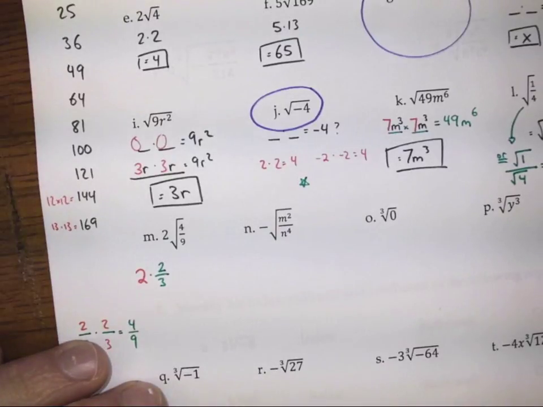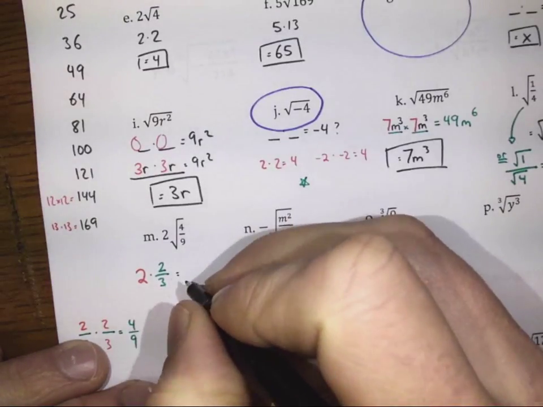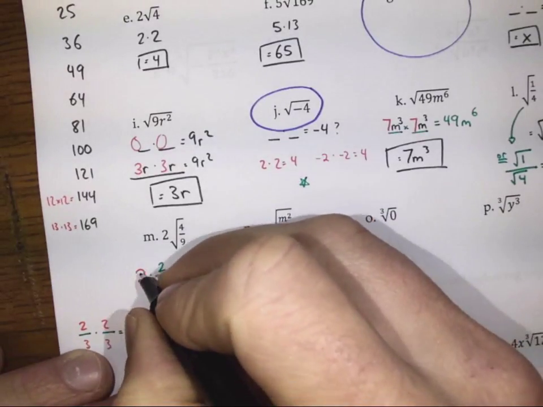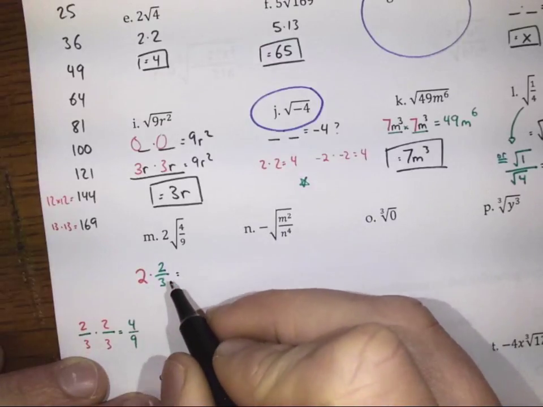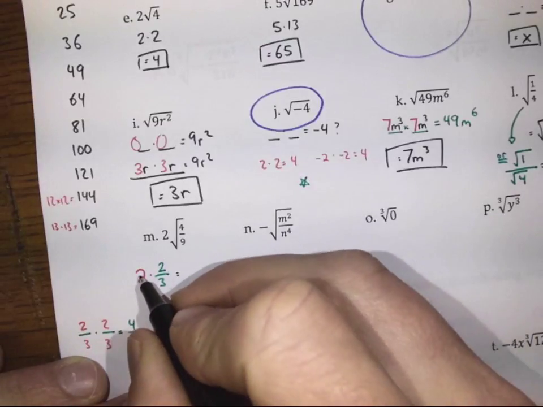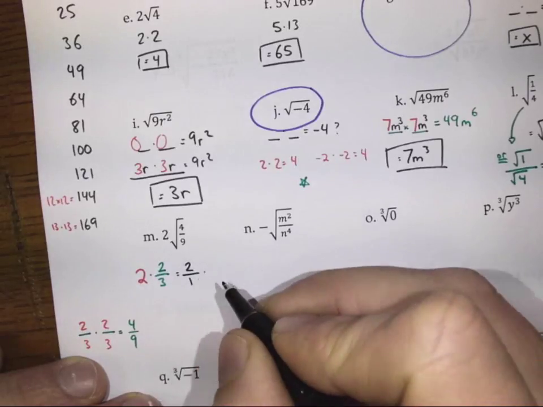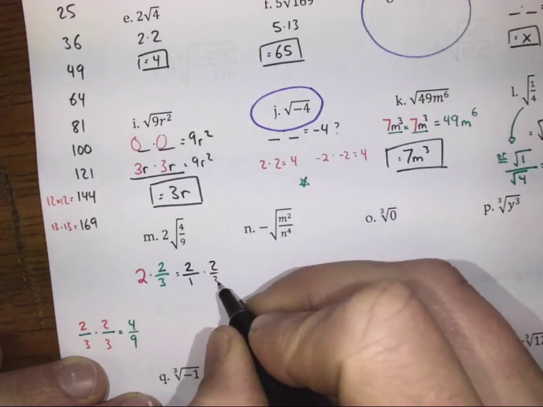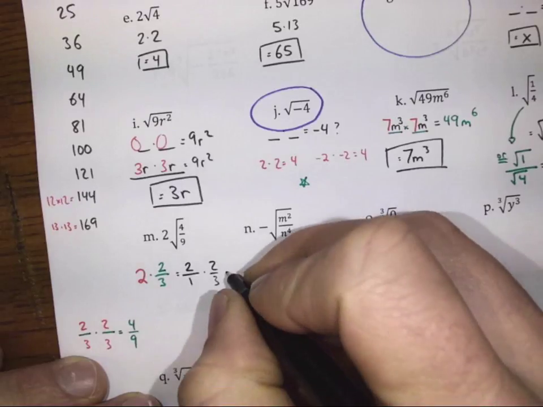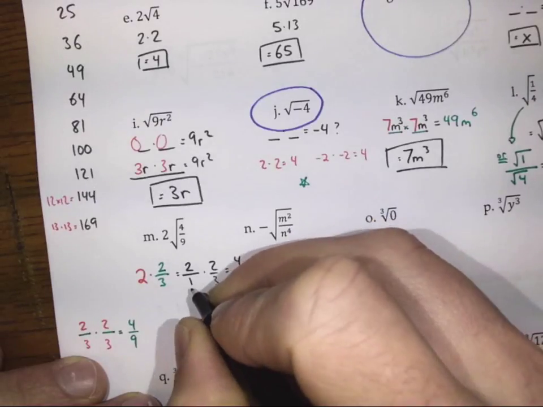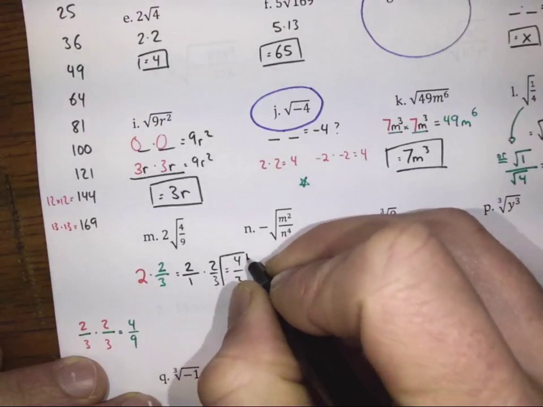All right. Now then we're going to rewrite that as a multiplication statement, which, I mean, it is, but I'm going to set it up so we're multiplying fractions. 2 can be written as the fraction 2 over 1 times 2 over 3. So then we'll multiply across, and we'll get 4 on the top, and 1 times 3 is 3 on the bottom.